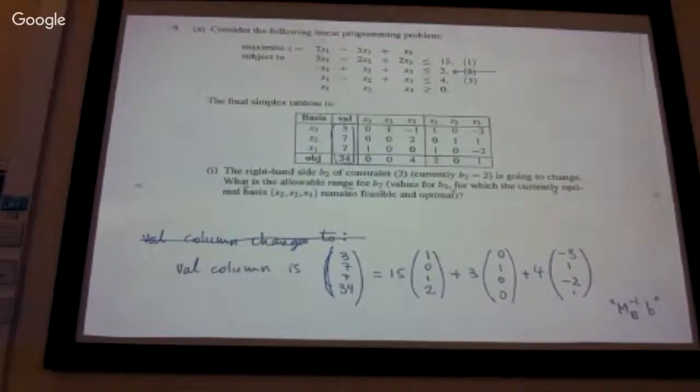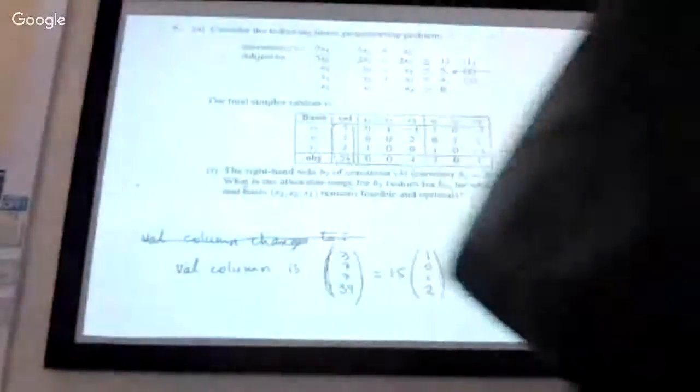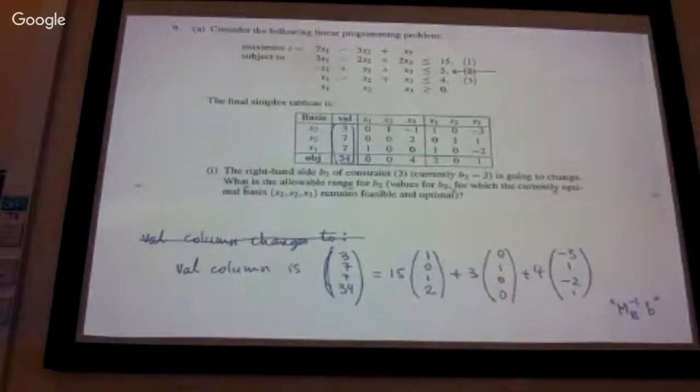So when you multiply a matrix by a vector, as I'm sure you know, the vector comes right. That gives you a combination of the columns of that matrix. Every entry in that vector is going to multiply one of the columns of the matrix, and then you add them all together. That's how matrix multiplication works. So the val column is going to change.